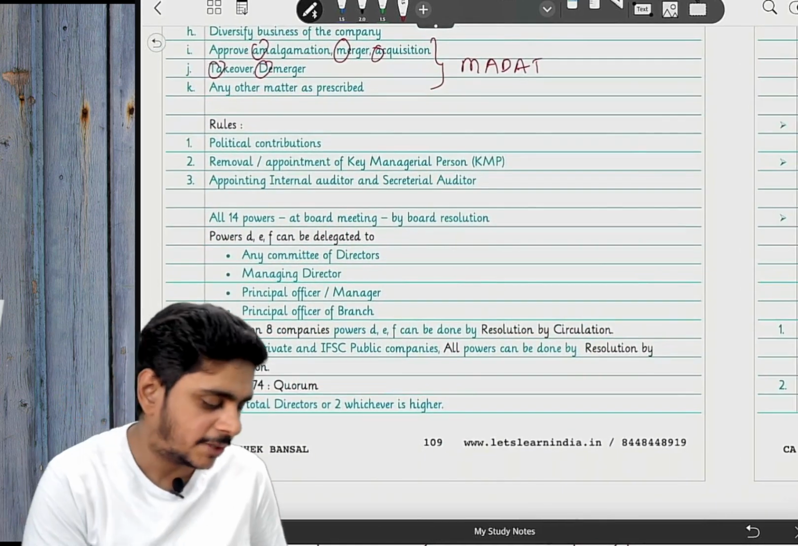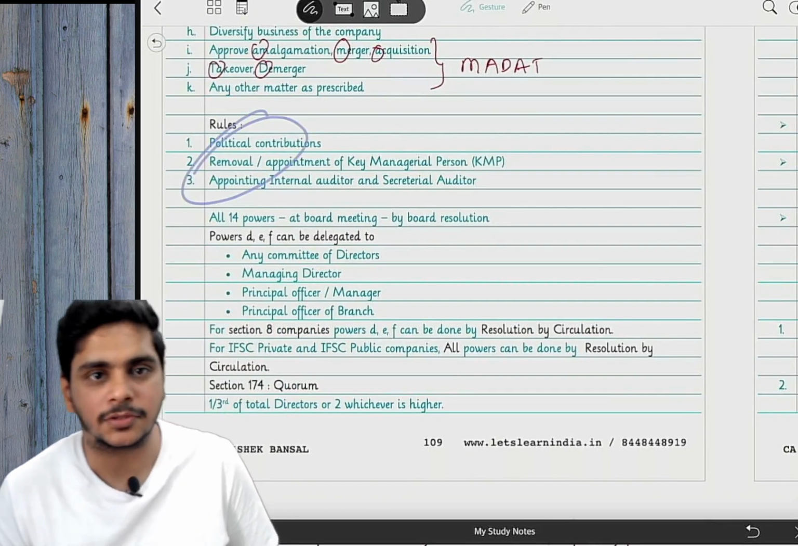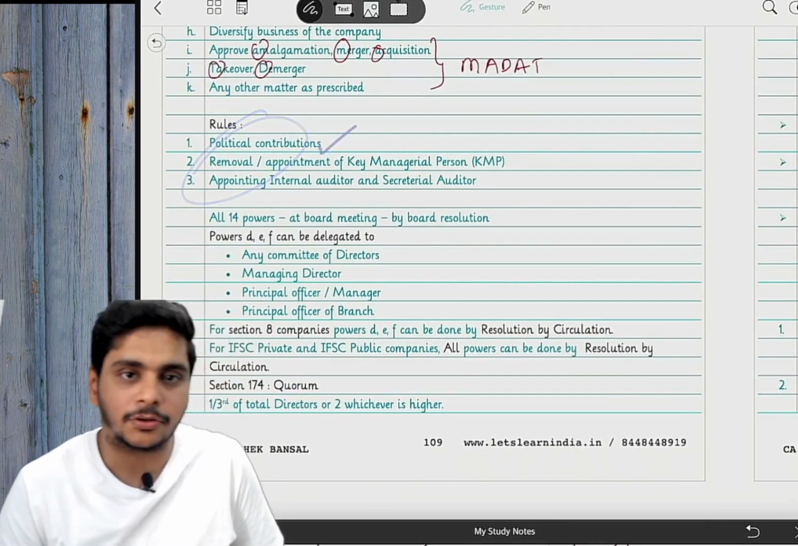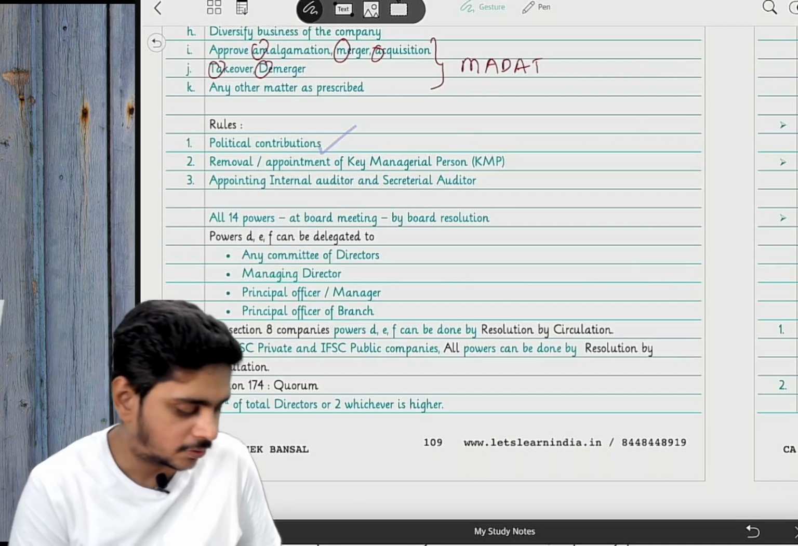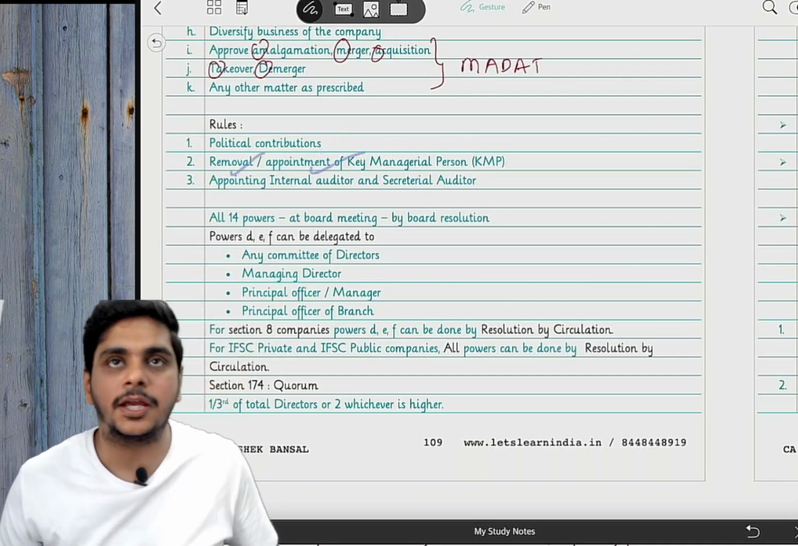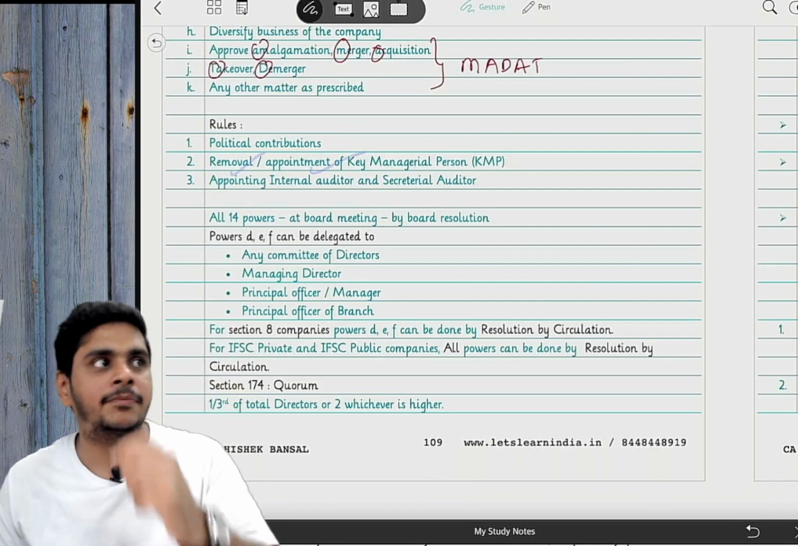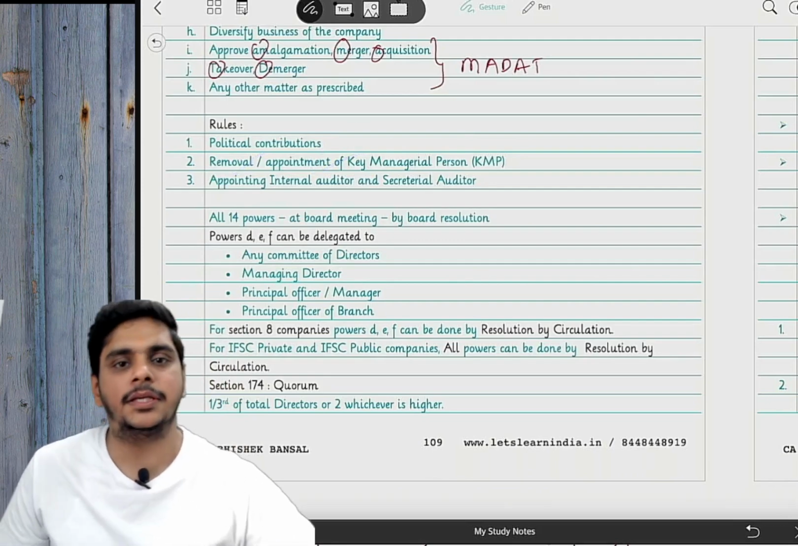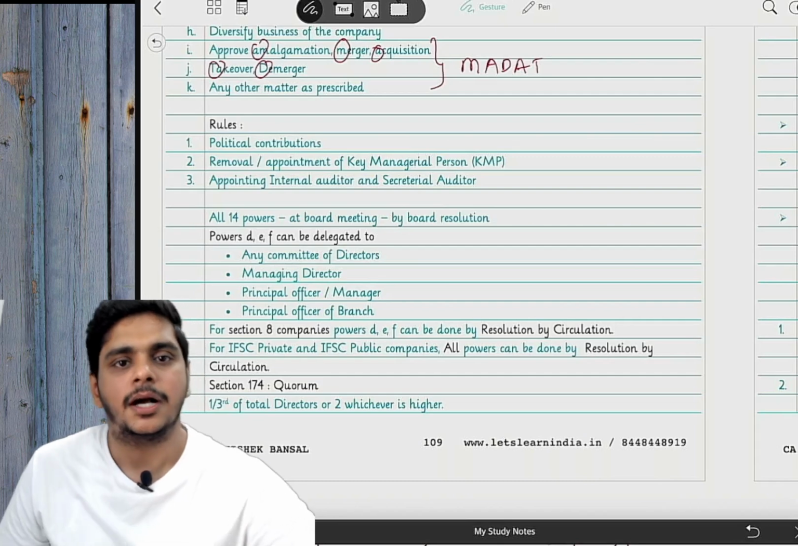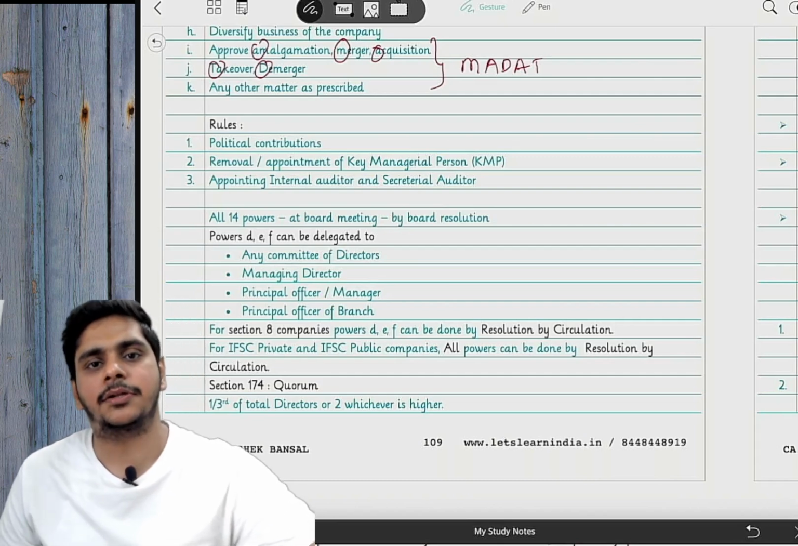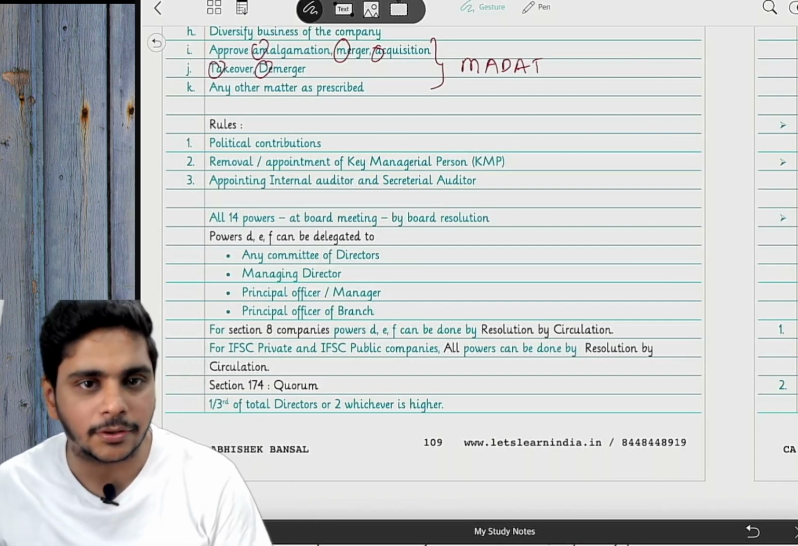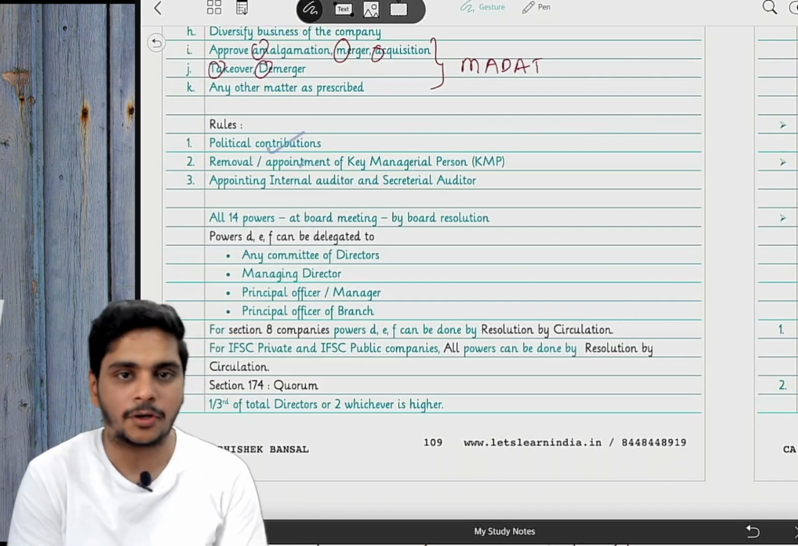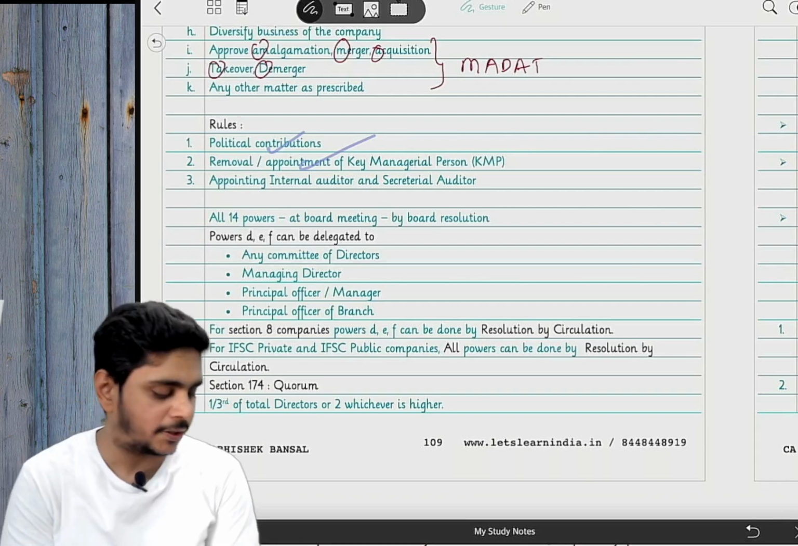Now, 3 powers of the rules. These are the 3 powers of the rules. Number 1, political contribution. Number 2, appointment and removal of KMP. KMP means what? Key managerial personnel. Then third, appointing the internal auditor and secretarial auditor.